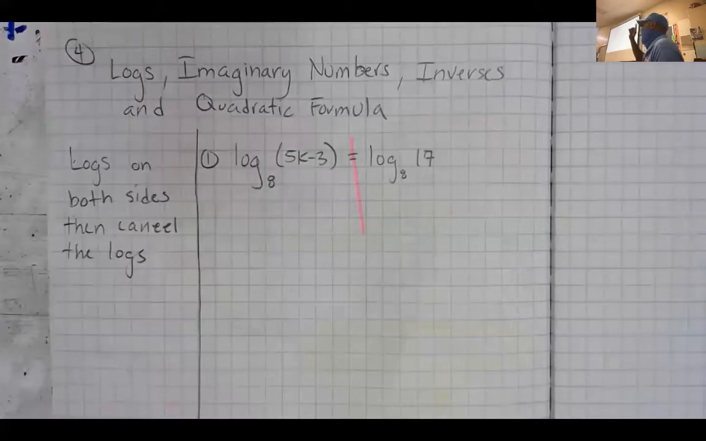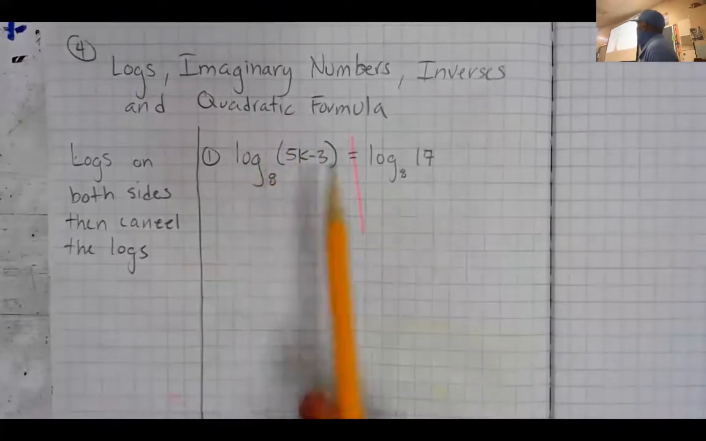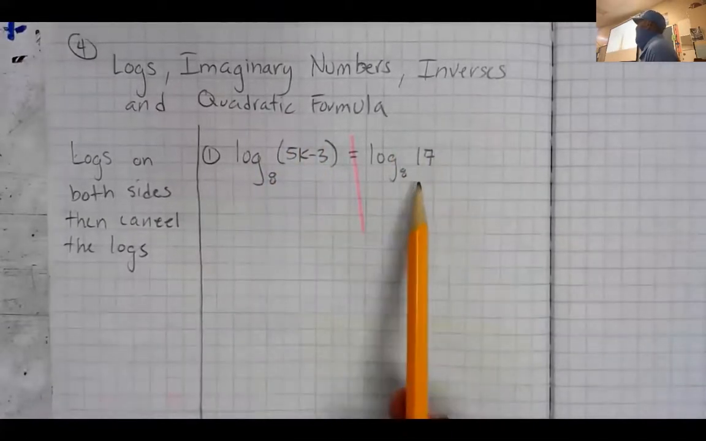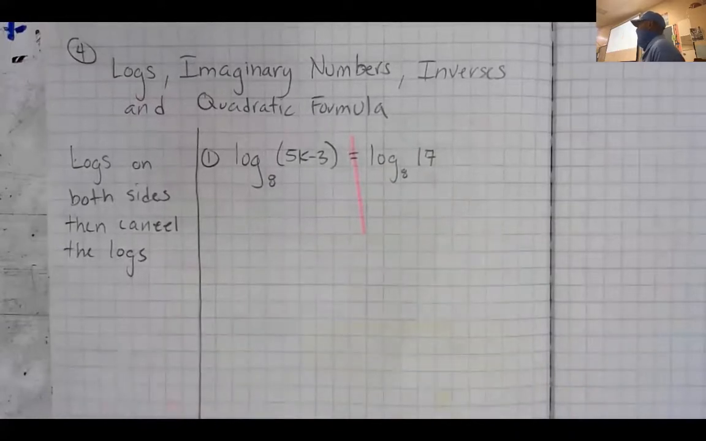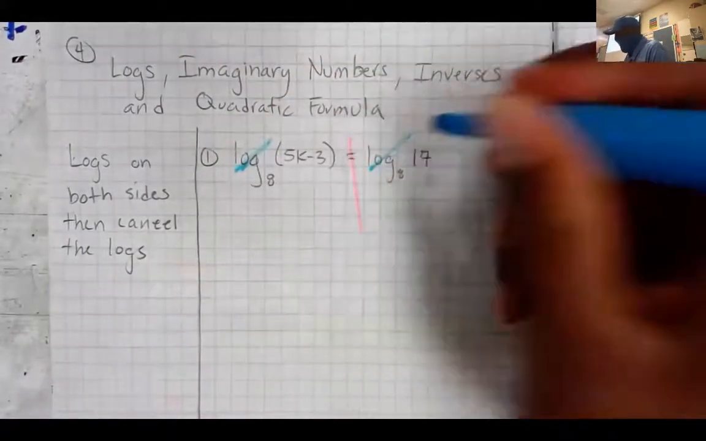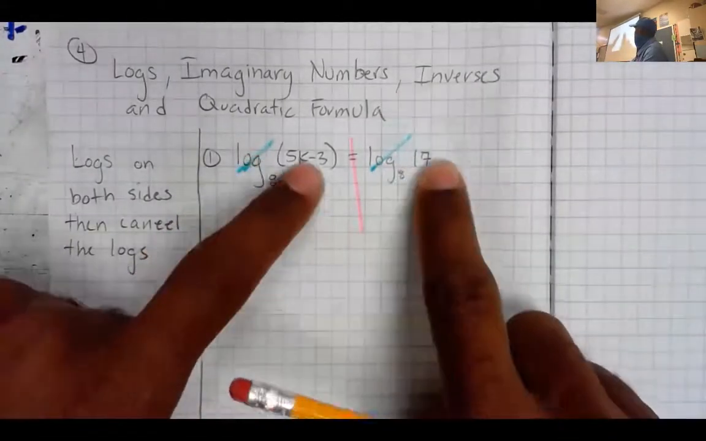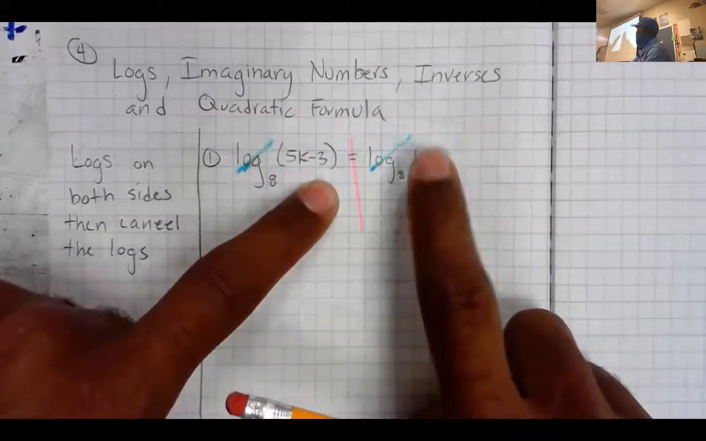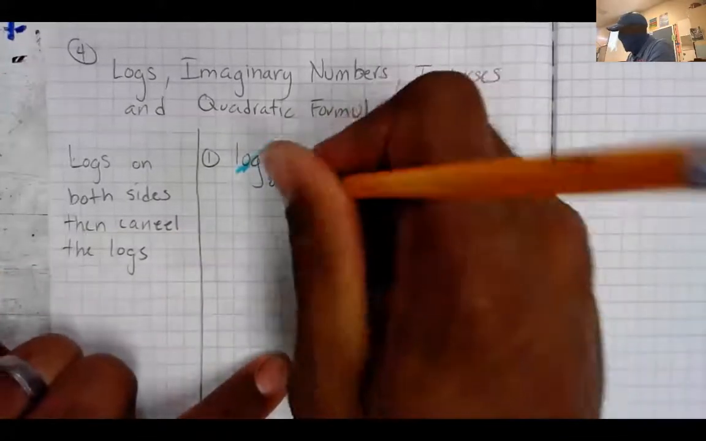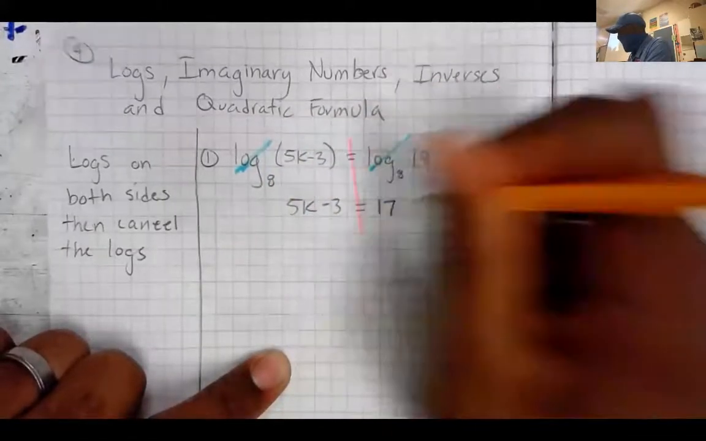Now, if you only have one log on each side, just one. In other words, on the left, I literally just have one log expression, and over here, I only have one. Right away, I can cancel those out. So right now, I can cancel this log and this log, because if these are both the same base and they're both log, that means that what's inside of that log and over here have to be equal. So now I literally just cancel that out and write 5k minus 3 equals 17.